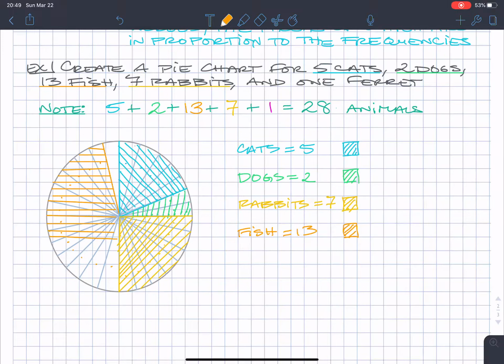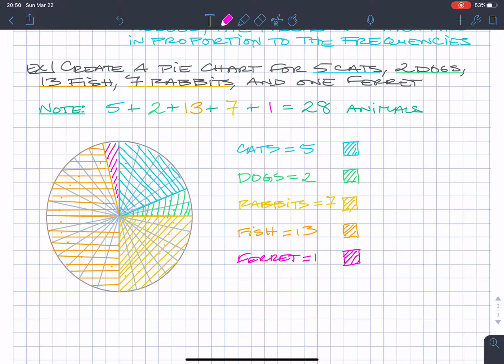But I imagine you guys can draw better than I can anyways. Okay, so finally we have a ferret. And there is exactly 1 spot left for our ferret, as there should be, right? Okay, here's our little ferret. Goes in this 1 piece of pie.